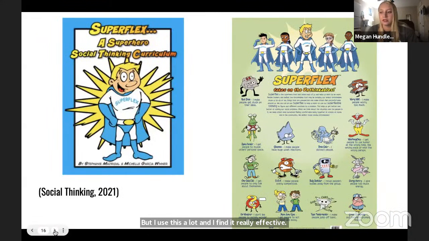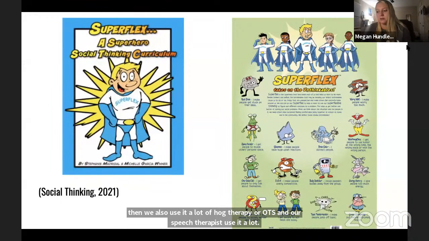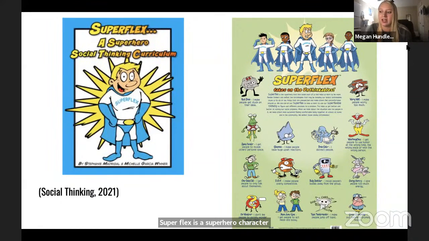And another social skills curriculum that I really like is the Superflex. It's a superhero social thinking curriculum. And I used this when I taught a social skills group at EKU, and then we also use it a lot at our therapy clinic. Our OTs and our speech therapists use it a lot. Superflex is a superhero character who teaches kids that they have a superhero inside themselves in their own brains, and it helps them learn about their own thoughts and each other's thoughts. And it helps them work on flexible thinking and gives them strategies to self-regulate during challenging times.